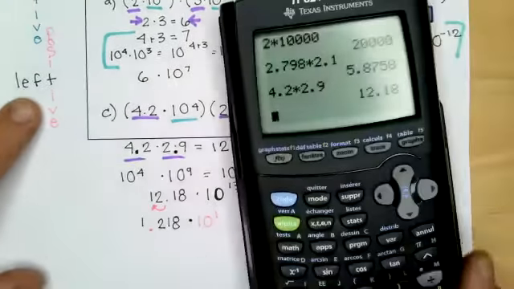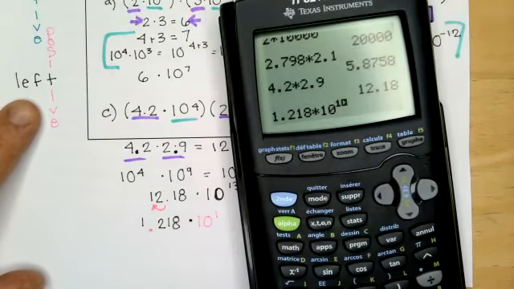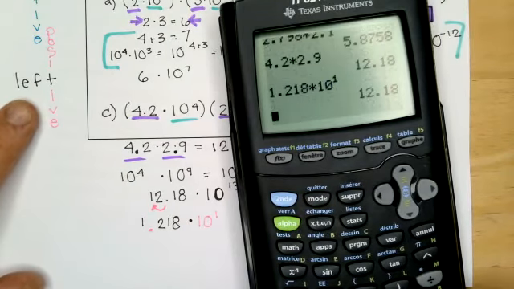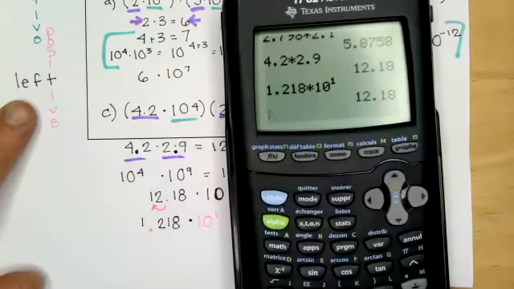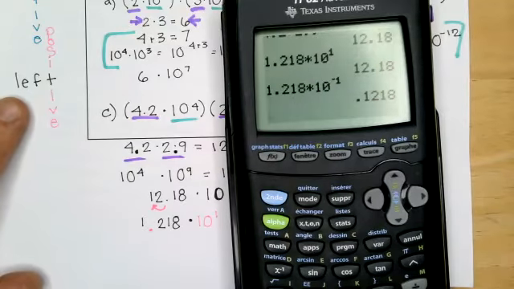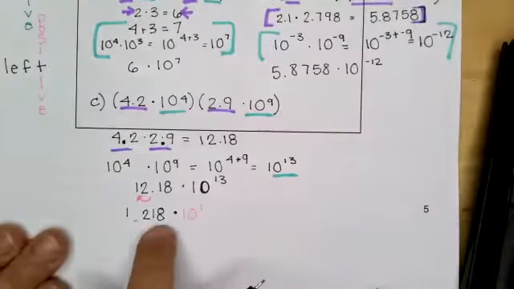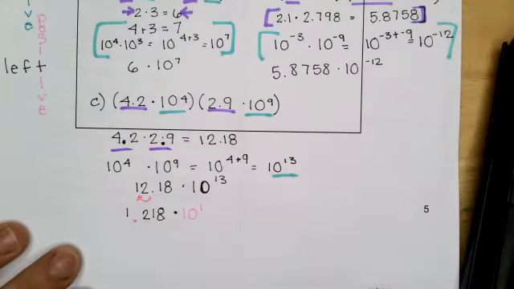Let's just check it. 1.218 times 10 to the power of 1 is 12.18. Okay. 1.218 times 10 to the power of negative 1 would have moved the decimal point in the other direction. So if you ever need a reminder and you have a calculator, you can just test it with a 1 or a negative 1, see which direction it's moving. So that became this.